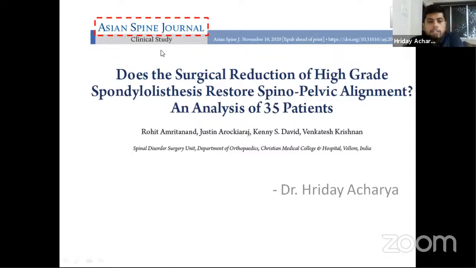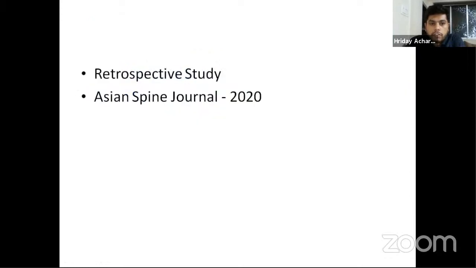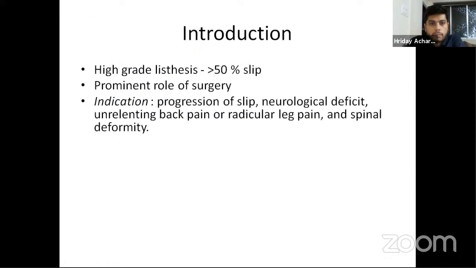It was an article from CMC Vellore. It's a retrospective study published in 2020. They included all high-grade listhesis, which were defined as a slip of more than 50%. And it is well known, as we discussed, that there is a prominent role of surgery in high-grade listhesis. Indications of surgery are generally progression of slip, neurological deficit, back pain and radiculopathy, and spinal deformity.